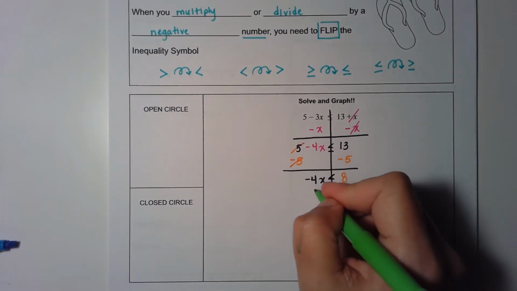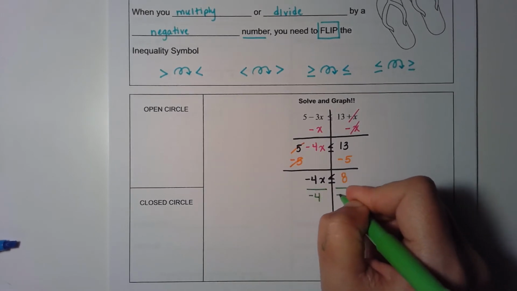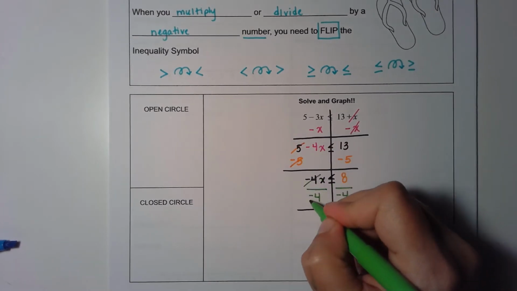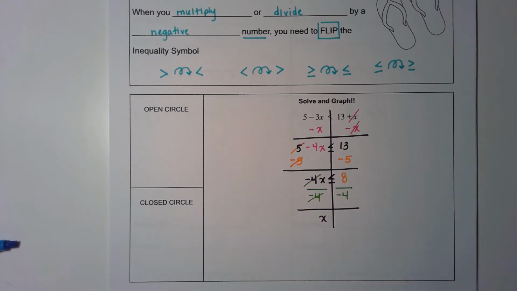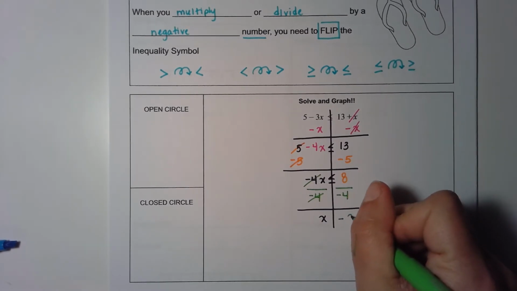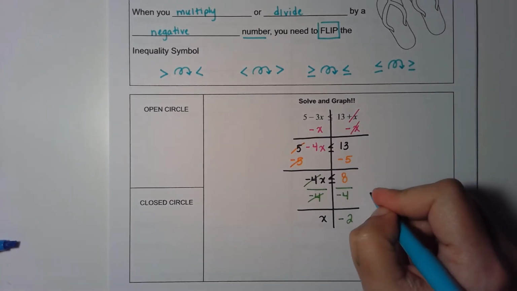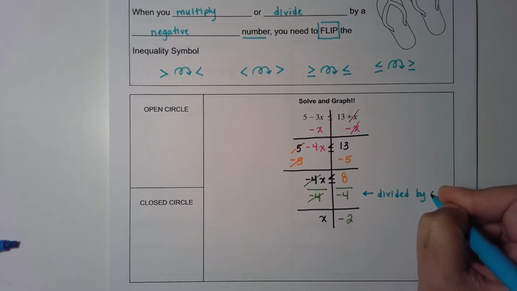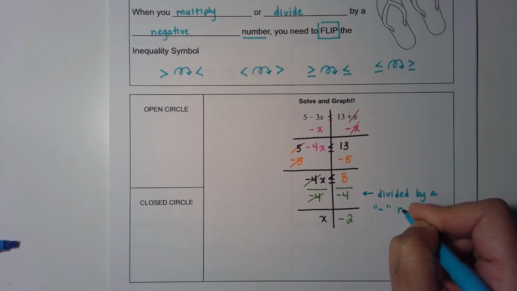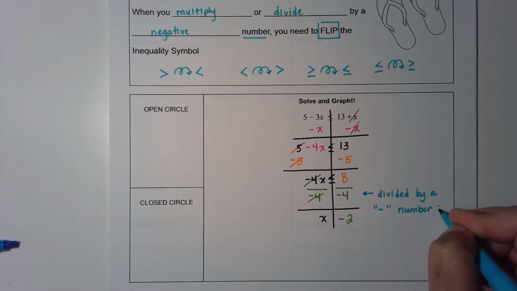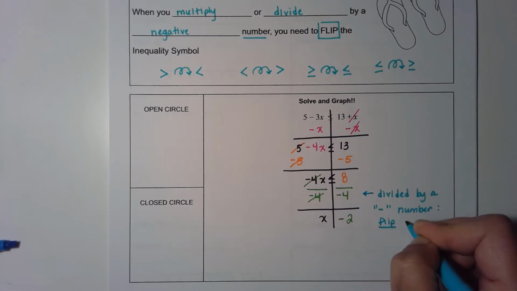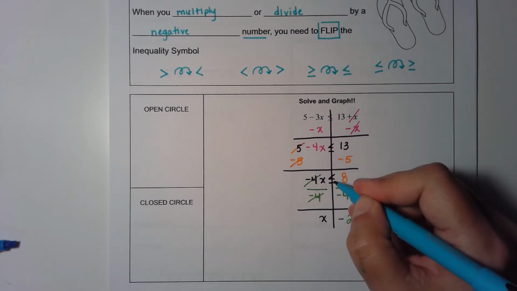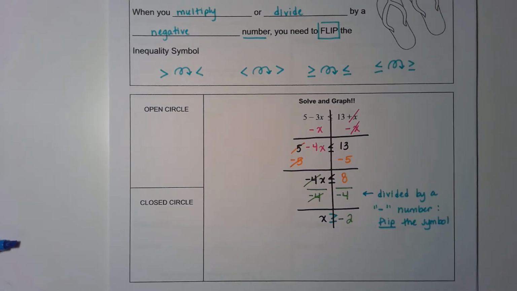Last but not least, I need to divide by negative 4. Now, what you'll notice is that I'm dividing by a negative number here. So on the left side, the negative 4 cancels the negative 4, and we just have x. On the right side, 8 divided by negative 4 is negative 2. But because we divided by a negative, we need to flip the inequality symbol. So what used to be a less than or equal to is going to become a greater than or equal to.